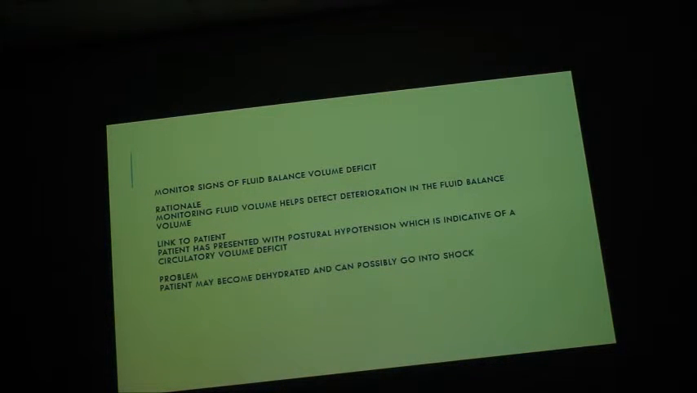John has presented with postural hypotension, which is an indication of circulatory volume deficit. A potential problem for this is that John may become dehydrated and can possibly go into shock. The nursing intervention to treat this is to monitor signs of fluid volume deficit. These signs will be seen in the patient having hypotension, and this will be done by keeping a fluid balance chart and daily weights. The rationale for this is that monitoring fluid volume helps monitor for deterioration in fluid balance volume.